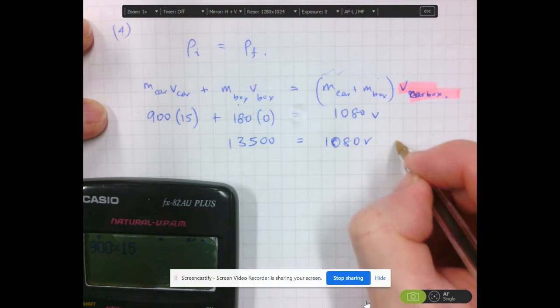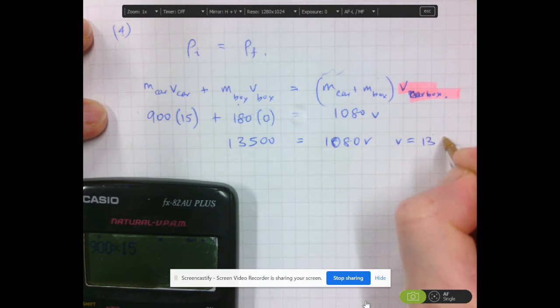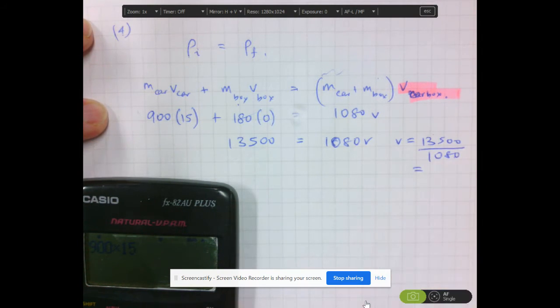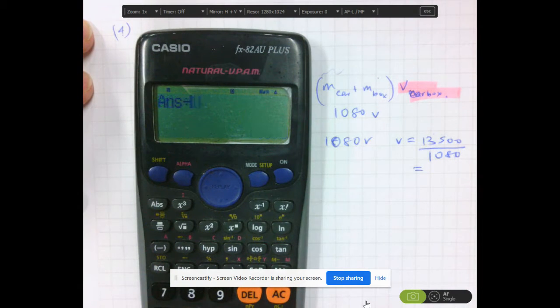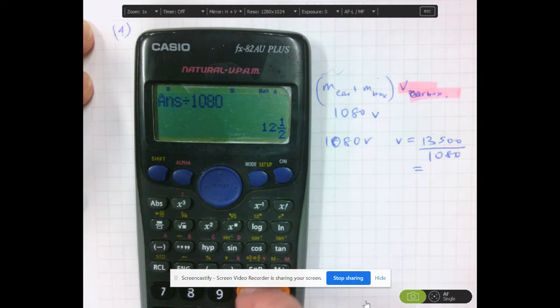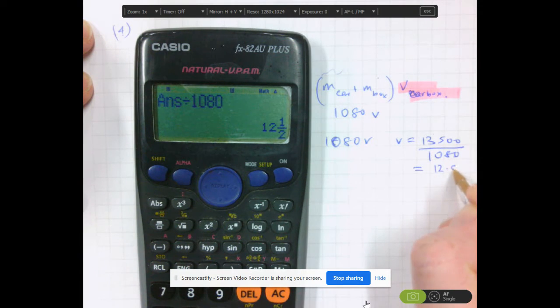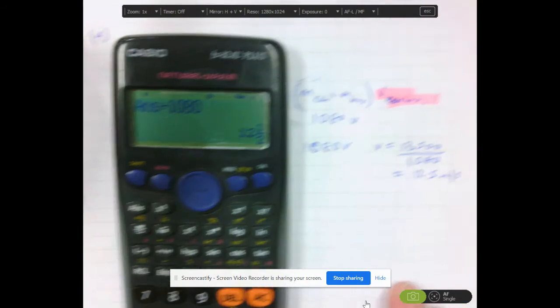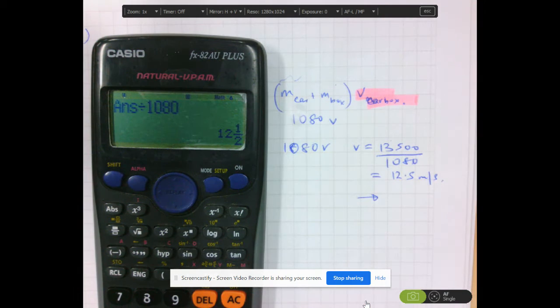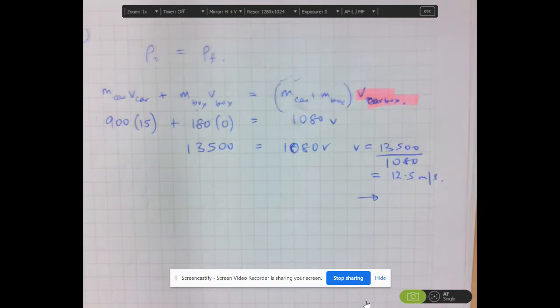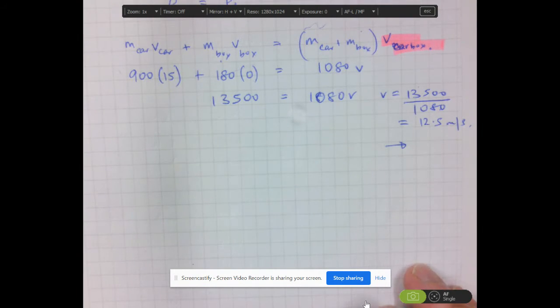So solving that for V would equal 13,500 on 1,080. So it's this number here that's on my screen divided by 1,080, and so it's 12.5 metres per second. Because it's a positive number, that would mean it's moving to the right or to the east as a positive number. Right, question 5.